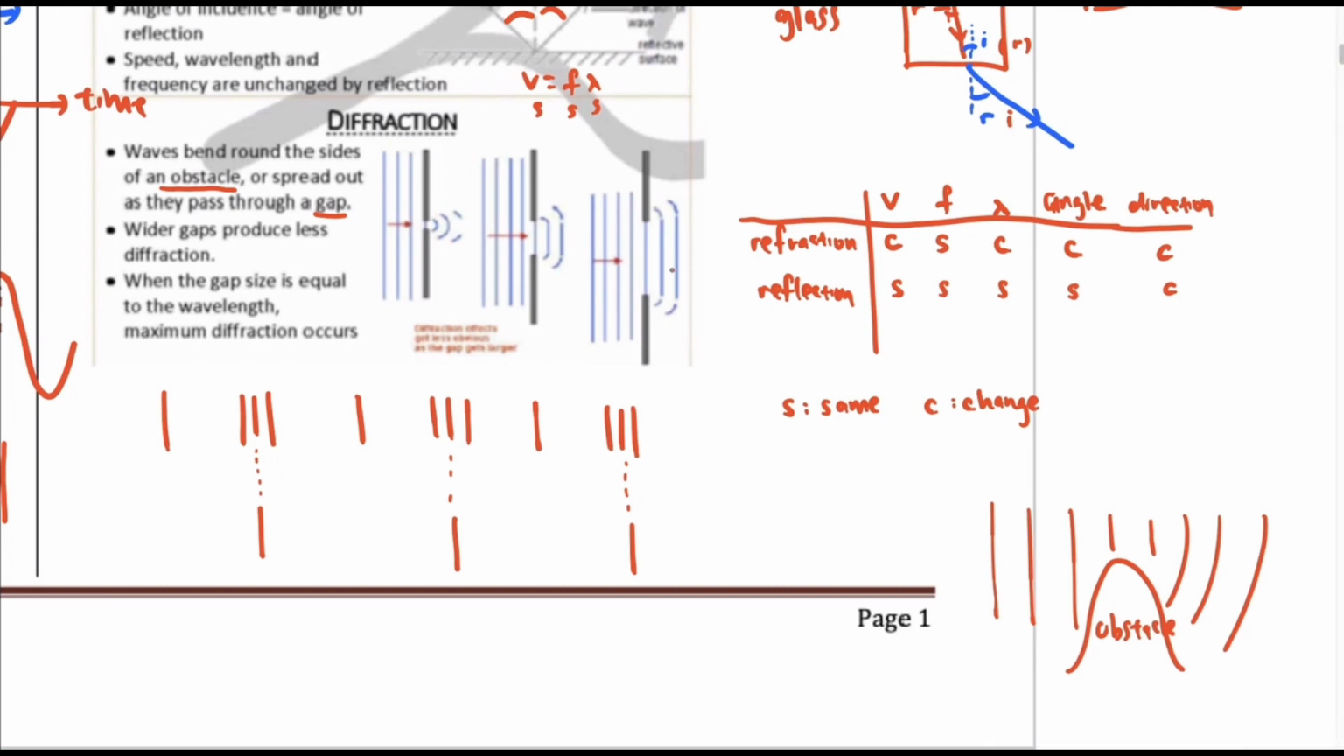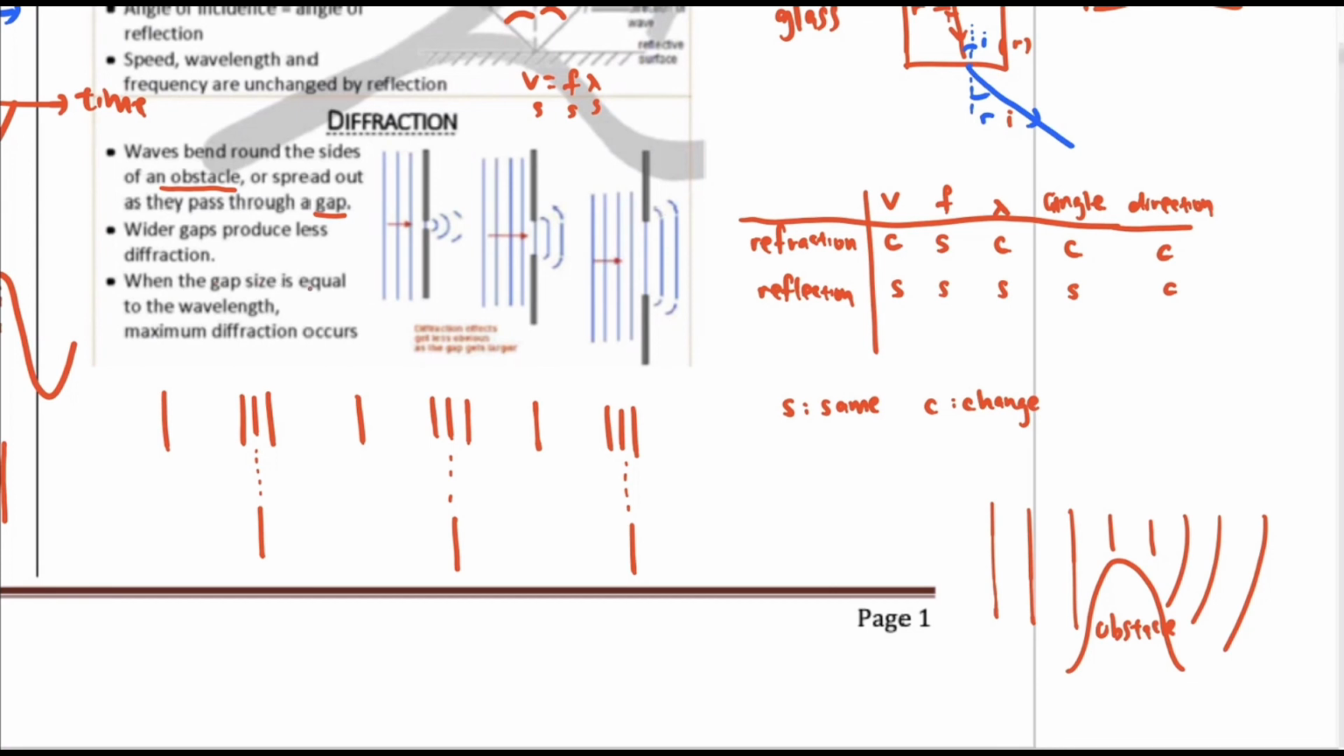So they put three diagrams here just to let you know how small the gap is. If the gap is the size of the wavelength, then you can see it bends a lot. If the gap is greater than the wavelength, wavelength is here to here, then you don't see the bending clearly. Okay. A wider gap produces less diffraction. This gap is so wide compared to the wavelength, so they don't bend that much.